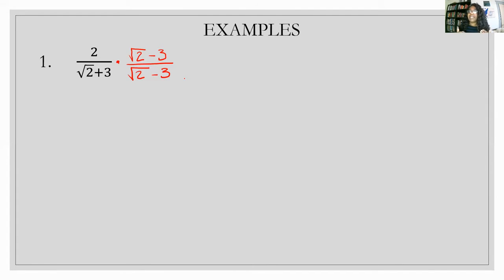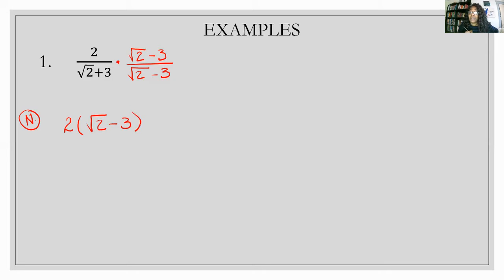So now I'm going to take this in pieces, because if I try to look at the whole thing, it's going to make me kind of crazy. So I'm going to take this 2, my numerator. I'm just going to write my N and put a circle around it. So I have my 2 times the square root of 2 minus 3.